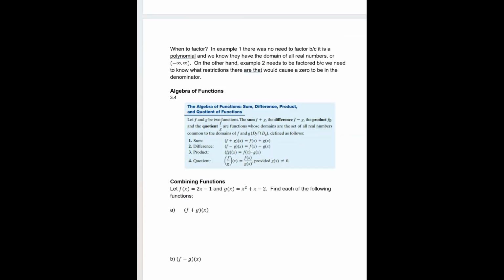So this talks about when to factor and when not to factor. On the first one, we did not factor because it was just simply a polynomial, right? It wasn't in a denominator. So when it's a polynomial, we know that it's all real numbers, or negative infinity to positive infinity. Now, on the other hand, in example 2, we had to factor because of the restrictions, and it was in the denominator. So that's when to factor and when not to factor, right? If it's just a polynomial by itself, not in the denominator, don't worry about factoring. Just say, oh yeah, that's a polynomial, negative infinity to positive infinity, and roll on, okay? Don't spend a whole lot of time on it.